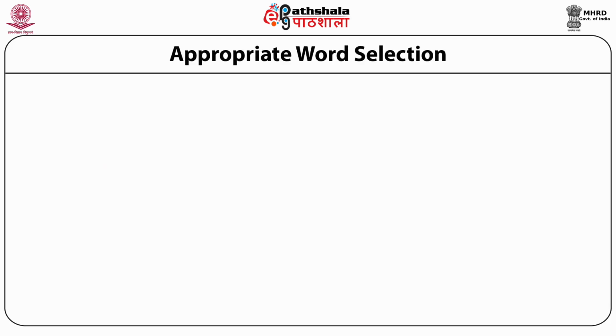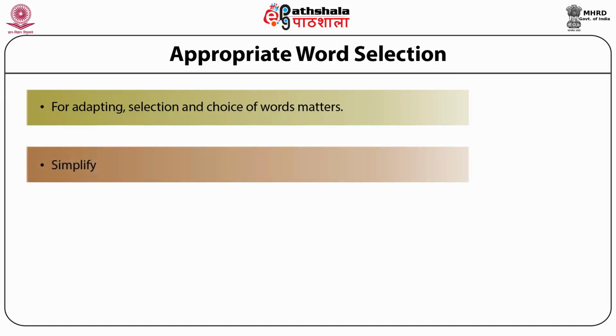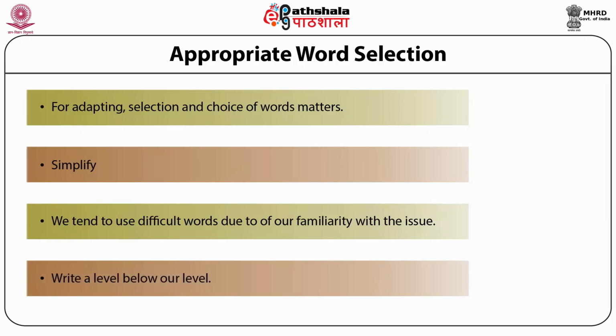The second guideline is related to appropriate word selection. For actually adapting your message as per the reader's expectation, it is important to select and use appropriate words. Again, the principle to be followed is of simplicity. In general, we tend to use difficult words while creating a message. This happens because of our familiarity with the issue. If we write a level below our level, it would definitely become simpler.